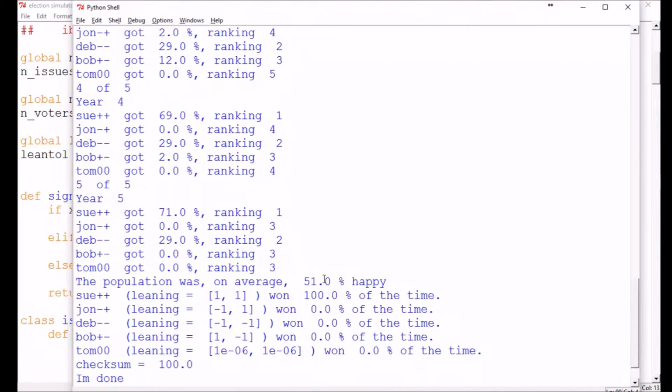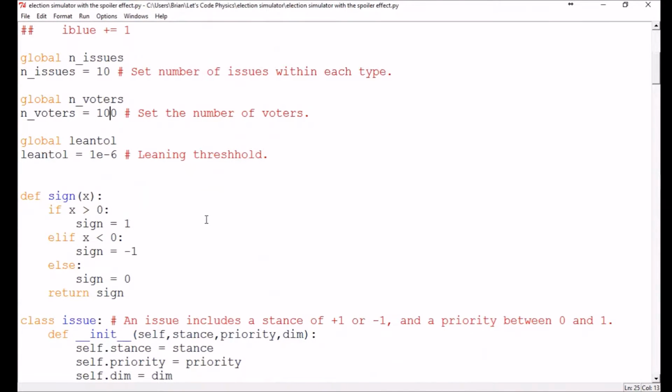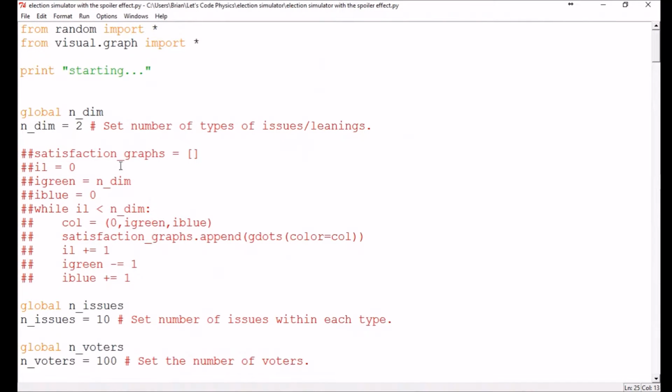Notice that the average satisfaction went down a little bit. Now I wouldn't put too much stock in that number right now because we're only doing 5 election cycles. But things have gotten down to an equilibrium down here. Okay, let's see what happens. I haven't tried this one yet.